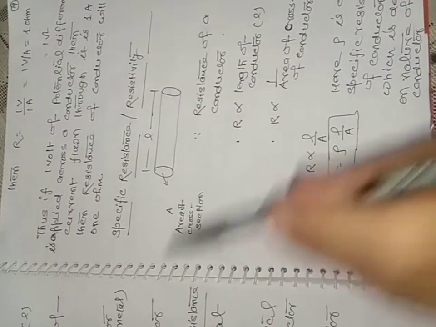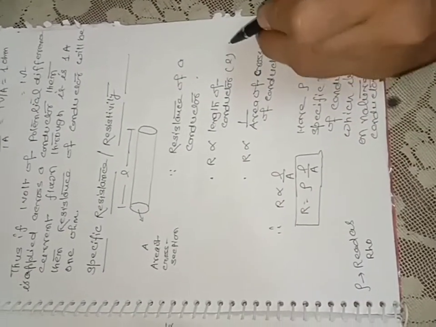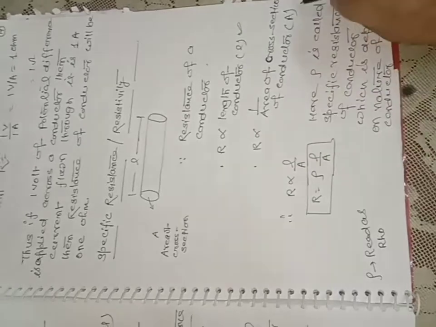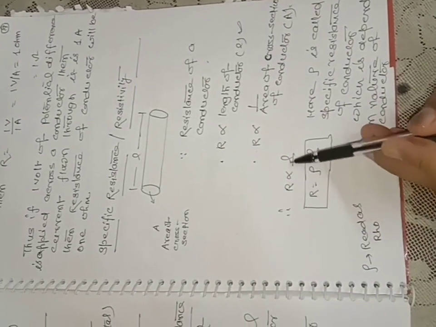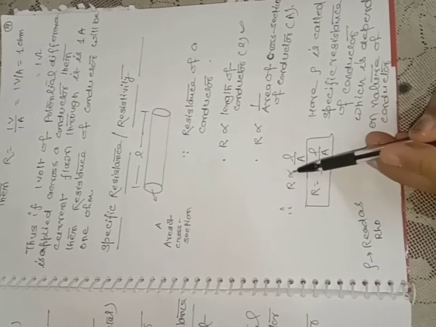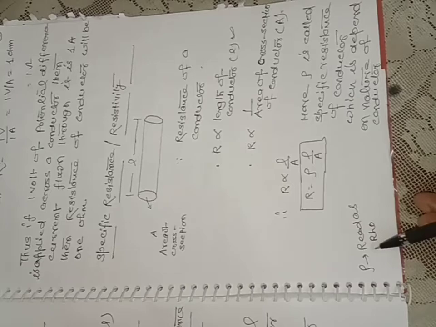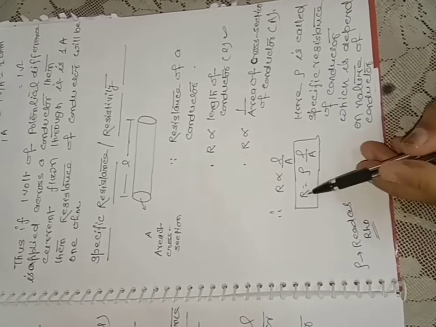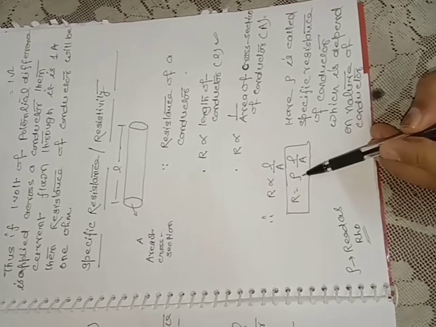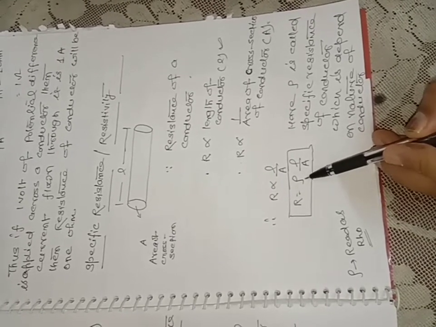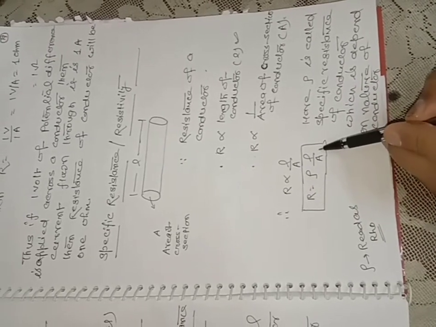From the factors affecting resistance, as we know, the resistance of a conductor is directly proportional to length and inversely proportional to area of cross section. If we combine these two relations, we get R proportional to L upon A. Now take the proportionality constant. It is called rho, RHO. So R is equal to rho L upon A. This rho is called the specific resistance of the conductor and it depends on the nature of the conductor. So R is equal to rho L by A.